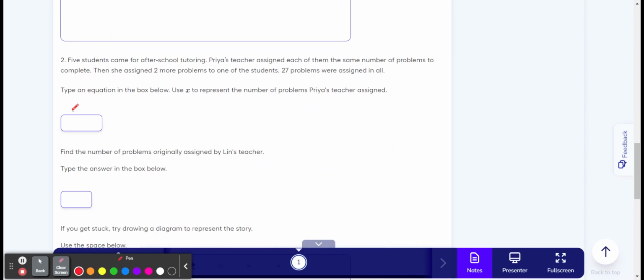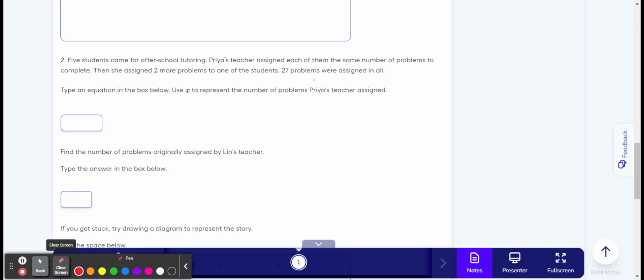Again, read, underline always. 5 students came for after school tutoring. 5 students, again, something I would underline. Priya's teacher assigned each of them the same number of problems. I would underline that too. Then she assigned 2 more problems to one of the students. 27 problems were assigned in all. All right, sounds good. Before I write my equation, let's draw a tape diagram.